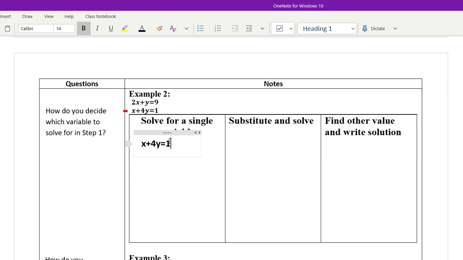Now I'm going to solve for x so that I don't have to worry about dividing by anything. One reason why you would want to do this is so that you don't have to worry about any fractions in your work. In this case, I would just subtract 4y from both sides. And then I am done for the first column. I picked an equation and I solved for one variable. One of the reasons why I chose to solve for x.